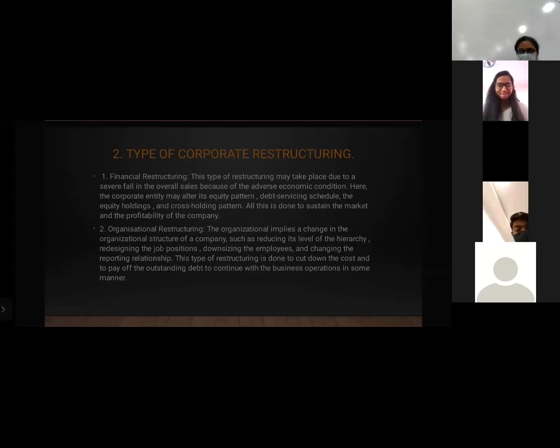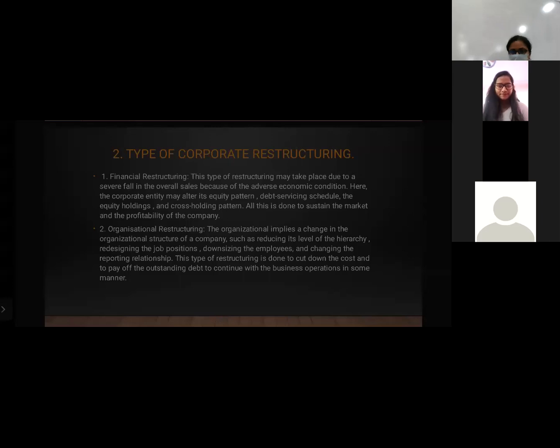Second one is organizational restructuring. Organizational restructuring implies changes in the organizational structure of the company, such as reducing its levels of hierarchy, redesigning job positions, downsizing the employees, and changing the reporting relationships. Organizational restructuring is done to cut down the cost and pay off outstanding debt to continue with the business operation in some manner.